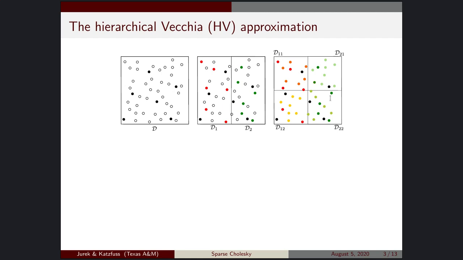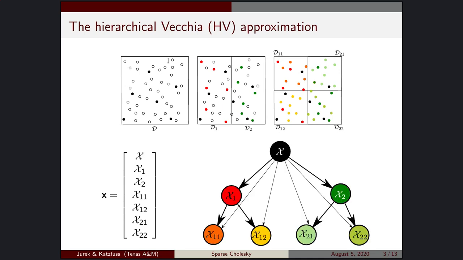And let's see how we can use this hierarchy to build an approximation. So first, let's put all the elements of the vector in the order in which they were colored. So the black nodes labeled x0 will come first, and then the red nodes labeled x1, and so forth. Okay, so now comes the approximation part, and we will use a graphical model to illustrate it.